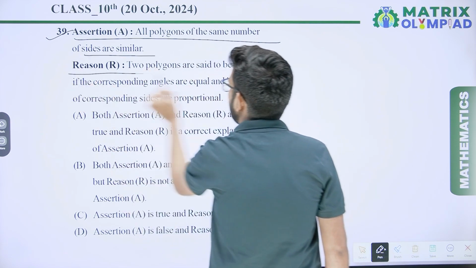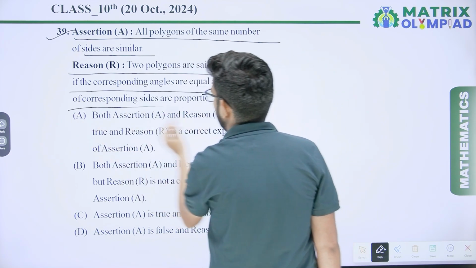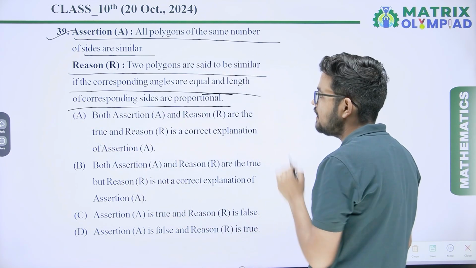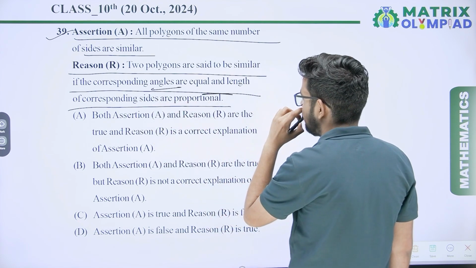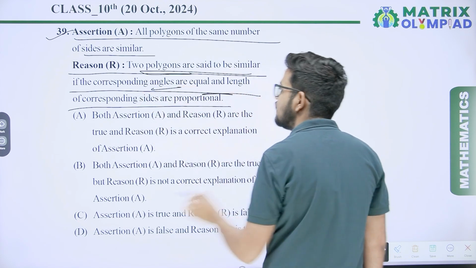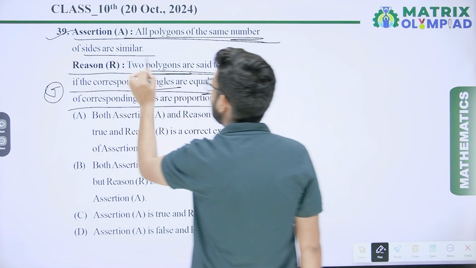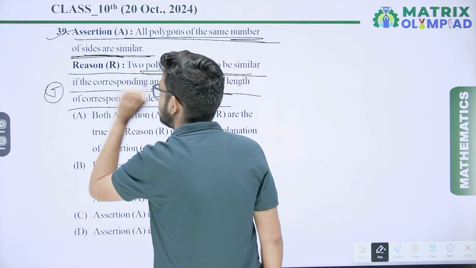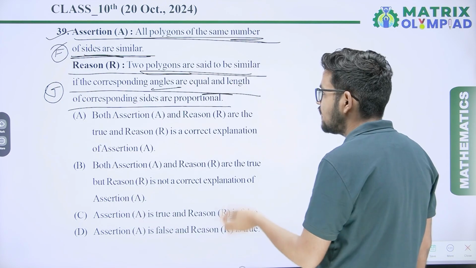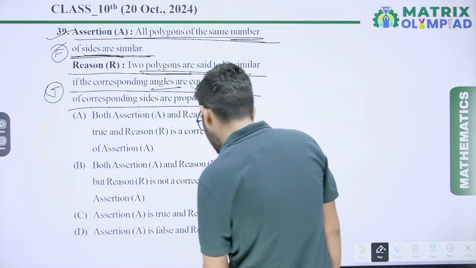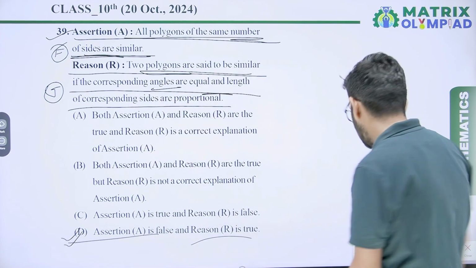Reason: two polygons are said to be similar if corresponding angles are equal and the lengths of corresponding sides are proportional. Yes, if their corresponding angles are equal and the lengths of corresponding sides are proportional, then polygons are said to be similar. The reason is true, but the assertion says all polygons with the same number of sides are similar. No, it is not necessarily true, so it is false. It means our reason is true but the assertion is false. Option D will be the correct answer.